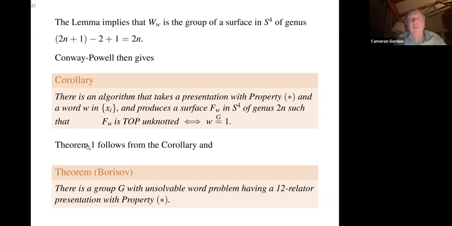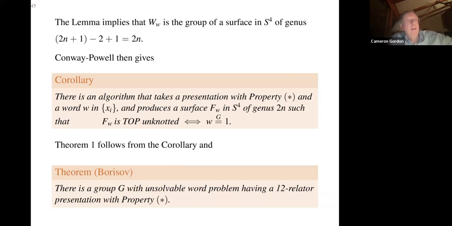And so now we're done. That proves Theorem 1, right? At least it proves Theorem 1 for genus 24, because if you could decide whether or not this surface was topologically unknotted, you'd be able to decide whether or not this word was the trivial element in this group G, but you can't. That's Borisov's theorem. And for genus greater than 24, you just take connected sum with unknotted tori. That doesn't change the groups involved, you see. And so if you've got it for genus 24, you've got it for all higher genera as well.